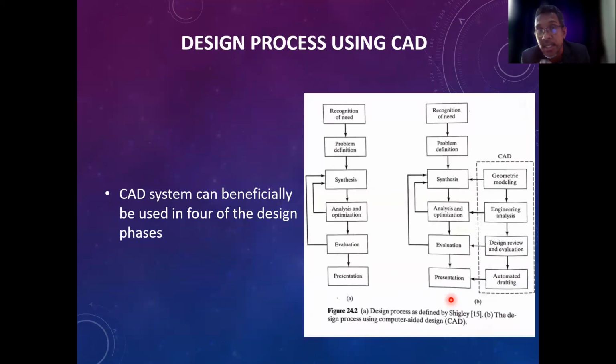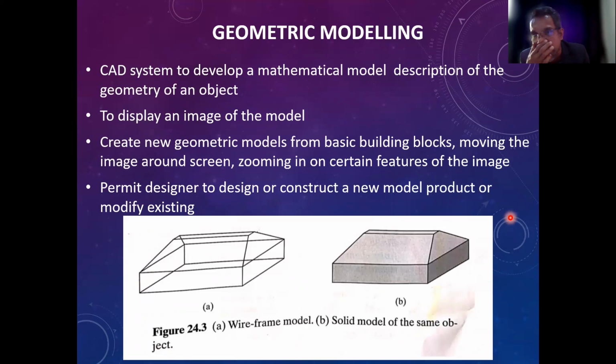So the design process can be simplified by this chart. You can see here, this is a typical one I just explained to you. For the computer version, you can have support from computer-aided design, using geometric modeling for the synthesis, engineering analysis for the analysis and optimization, design review and evaluation for evaluation, and automatic drafting for the presentation. This is the computer version in the design phase.